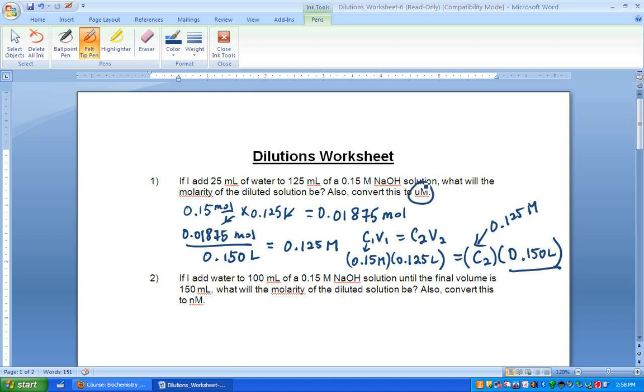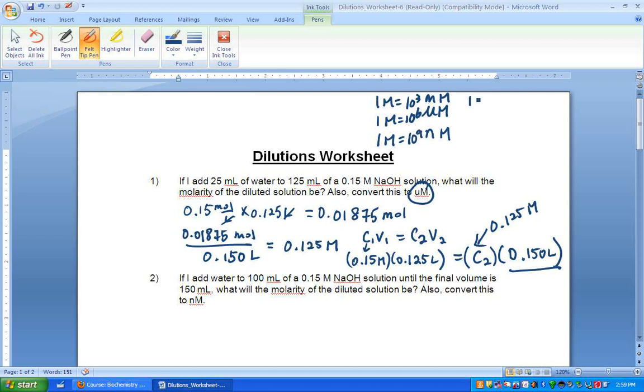The last part is converting the unit to micromolarity. So you should know that in biochemistry you will be using a lot of micromolarity. We also use a lot of nanomolarity and also millimolarity. 1 molarity is equal to 10 to the third millimolarity. 1 molarity is 10 to the sixth micromolarity, and 1 molarity is also 10 to the ninth nanomolarity.